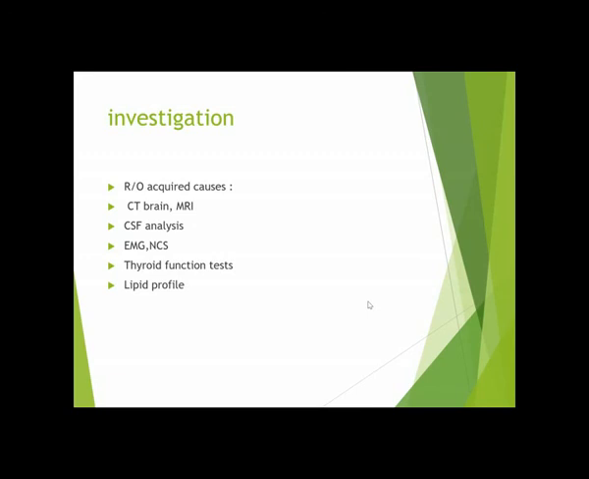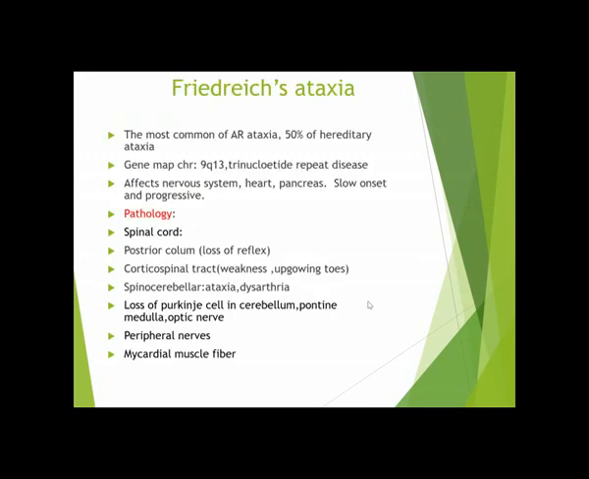with abetalipoproteinemia. Now we will talk about Friedreich's ataxia, that is a relatively common form of autosomal recessive ataxia, though it is also rare, and it's the most common of the autosomal recessive ataxias. 50% of hereditary ataxias are Friedreich's ataxia. The gene maps to chromosome 9q13, and it is a trinucleotide repeat disease. Now here again, it does not affect the cerebellum only. It affects the nervous system, the heart, the pancreas, and the onset is slow and progressive.